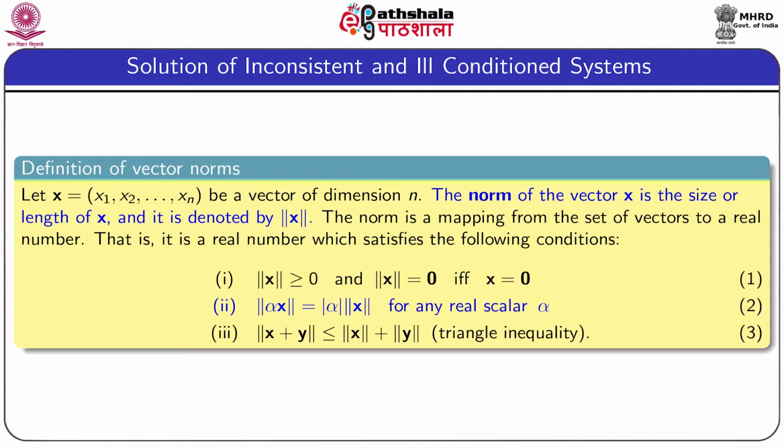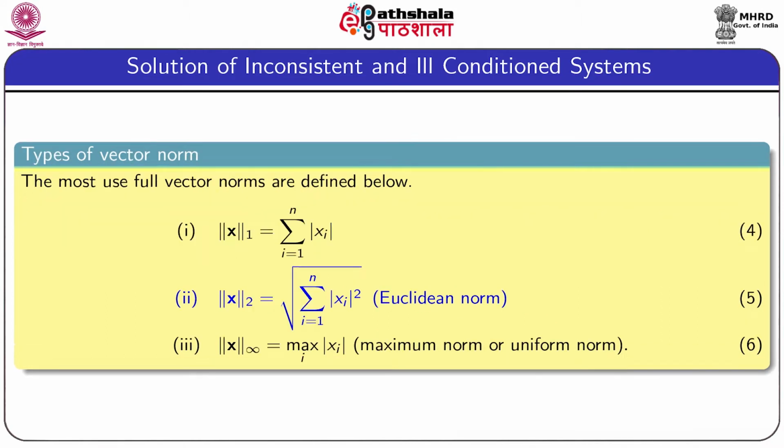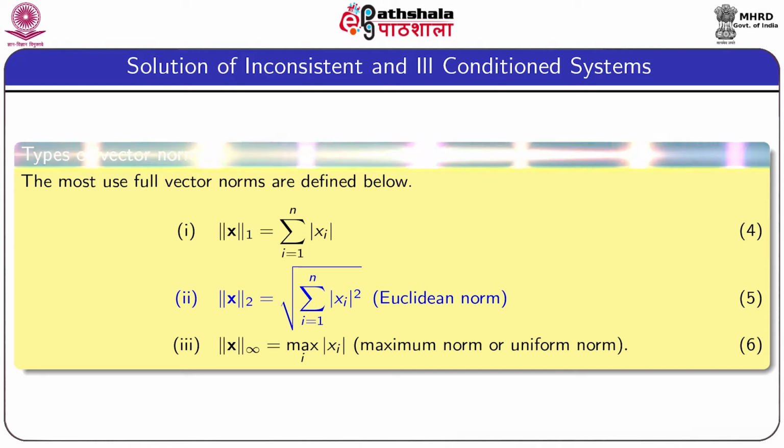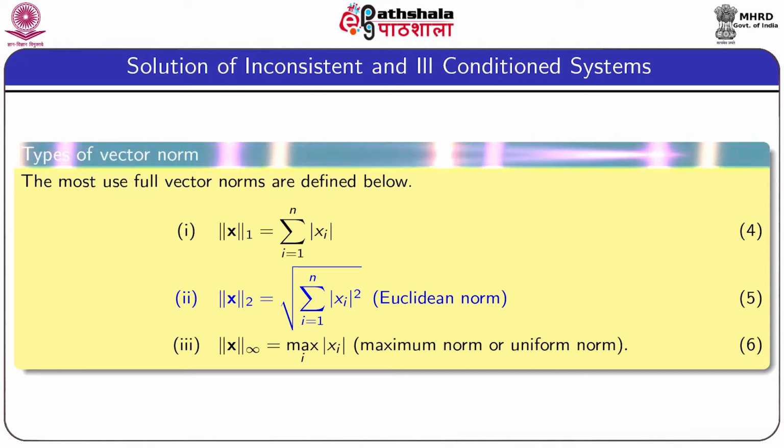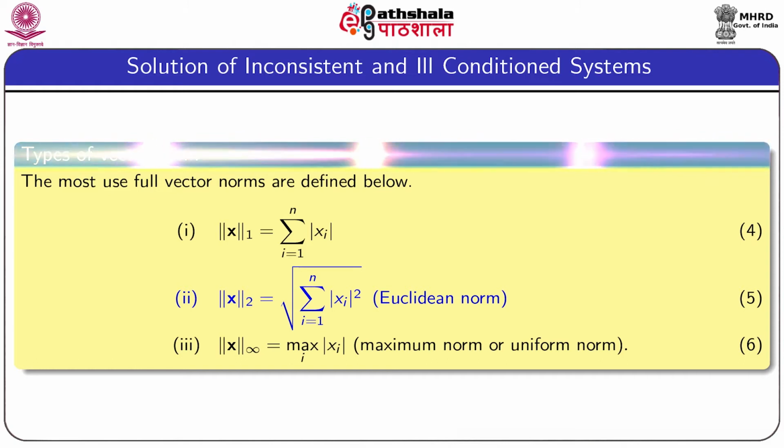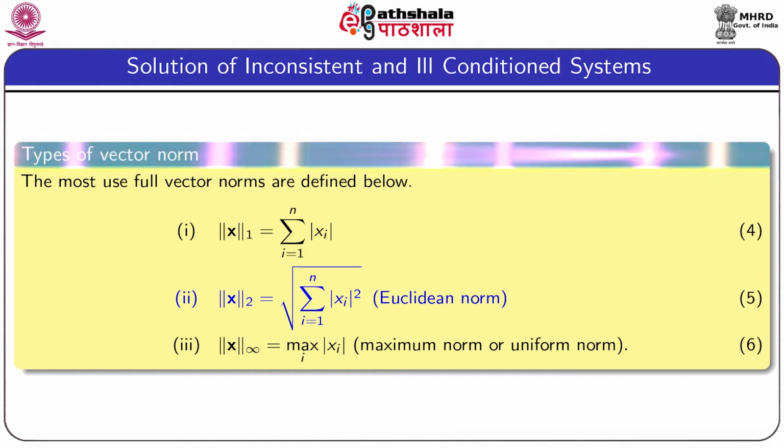These are well known conditions for a norm. The first one is called the non-negativity condition, the second one is called the homogeneity condition, and the third one is called the triangle inequality. Different types of norms are defined for different applications. The first one is called the column norm, denoted by norm 1. The second one is called the Euclidean norm, which is very useful and widely applied, denoted by norm 2. And norm 3 is the maximum norm, also called the uniform norm. These are the vector norms.